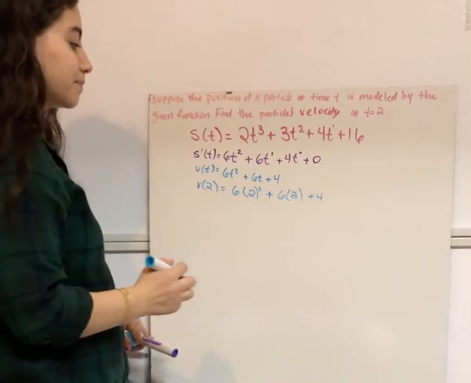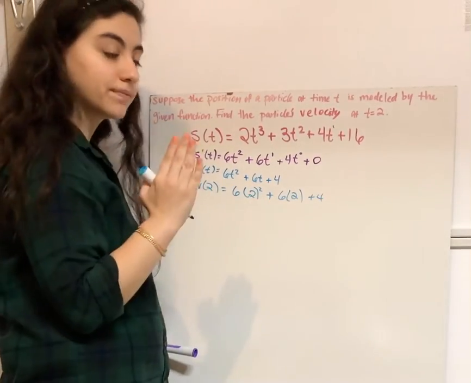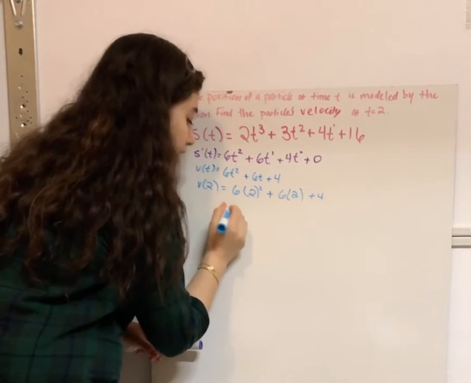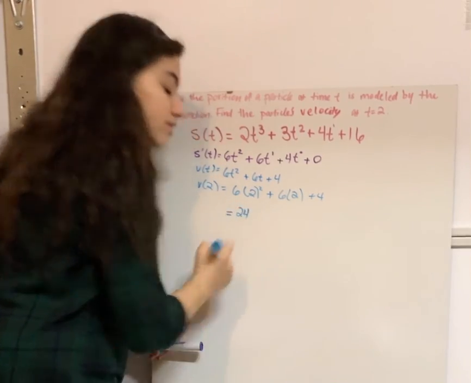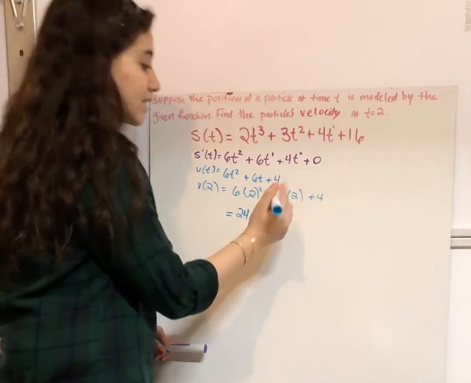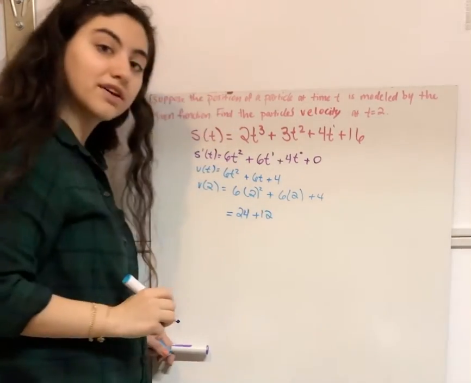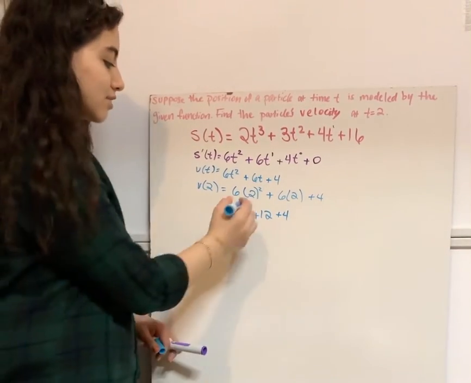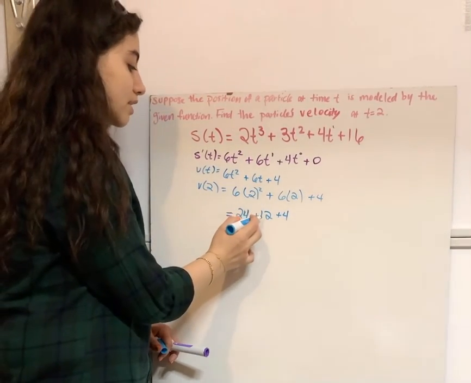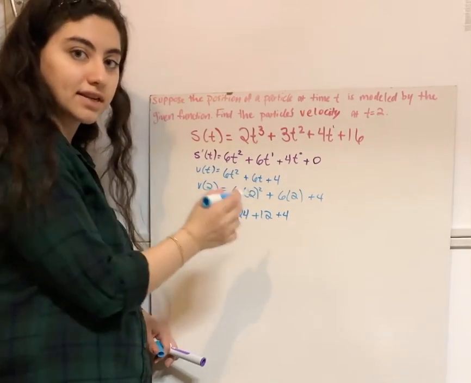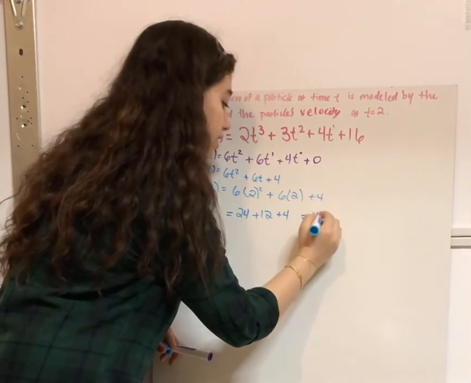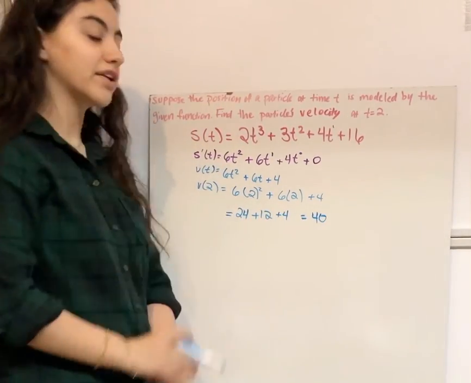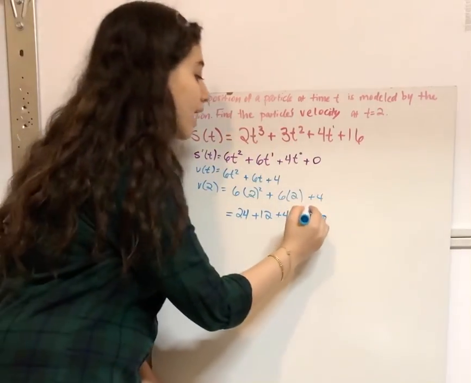And let's do the math on this one. 2 squared is 4. 4 times 6, I'll write it down here, equals 24. Next you have 6 times 2, which is 12. And then you have adding 4. So let's do the math on this one. 24 plus 12 is 36. 36 plus 4 is 40. So here we found the velocity of our particle at time t equals 2 is actually 40.